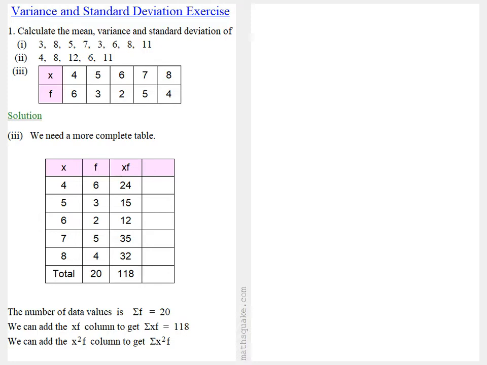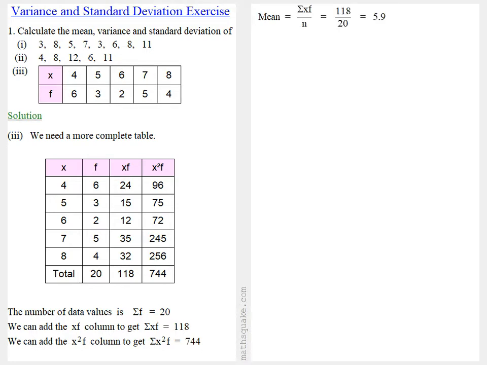But we also need the sum of the x squared f, so we add another column for x squared f. That means we square the x and times it by the f. 4 squared times 6 is 96. 5 squared times 3 is 75. 6 squared times 2 is 72. 7 squared times 5 is equal to 245. And 8 squared times 4 is 256. We then total those up to get 744. So sigma x squared f is 744.